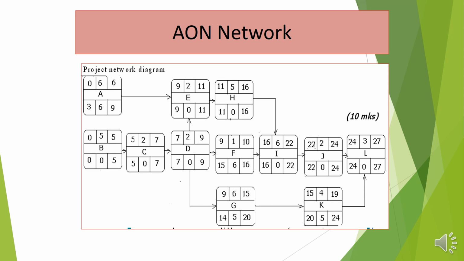But when you look at K, for L to start after 24, it means K could have ended at 24. That is the latest finish. When you subtract the duration, which is 4, you get 20. That is the latest start for K. Now the difference between the upper and lower figures is 5. So there is a slack. There is a float time, which is 5.